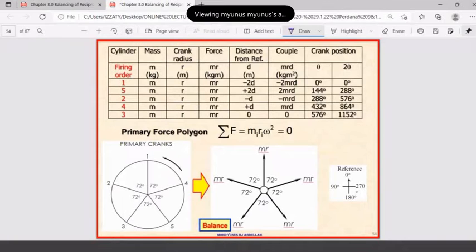Constructing the polygon is not very difficult. This one is the primary force polygon. Primary, this is force. Primary will be this one. This is primary. This one is secondary. So you have MR versus theta. Put this one there. MR versus theta. Then you start constructing this one, isn't it? It's not very difficult, yeah.